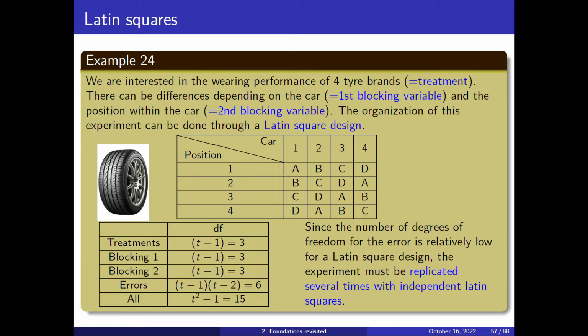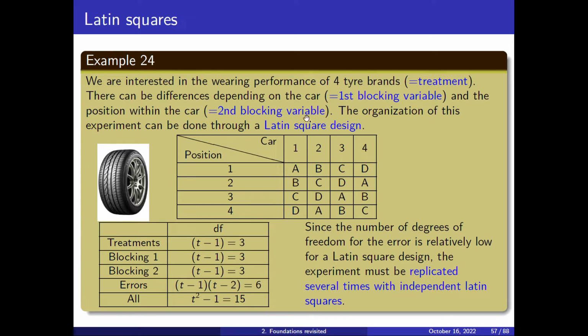So time is the treatment. Now let's say that we are interested in the wearing performance of 4 tire brands. This is our treatment, and there can be differences depending on the car. So this is the first blocking variable that we don't want to interfere, and the second one is the position within the car. So maybe the wheels at the front wear differently from the wheels at the rear.